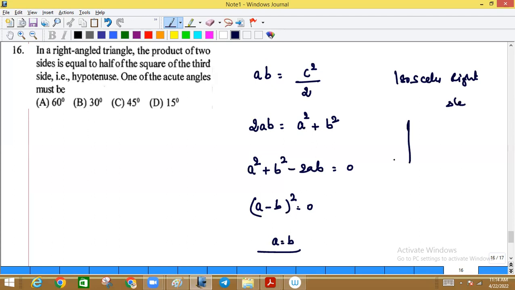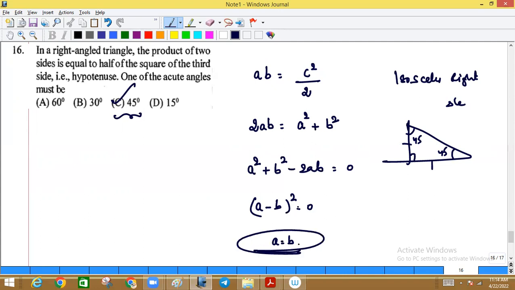In an isosceles right triangle, the angles are 45, 45, 90. So one of the acute angles is what? Actually, what are the angles in the triangle? 45, 45, 90, because it is what kind of a triangle? It is isosceles as well as right angle. Right angle means 90, the other two sides are equal, which means the other two angles are also equal. So it is 45, 45, 90. You call it an isosceles right angle triangle. One angle is 90 degrees, the other two acute angles are 45 and 45. So both the angles are 45 only.